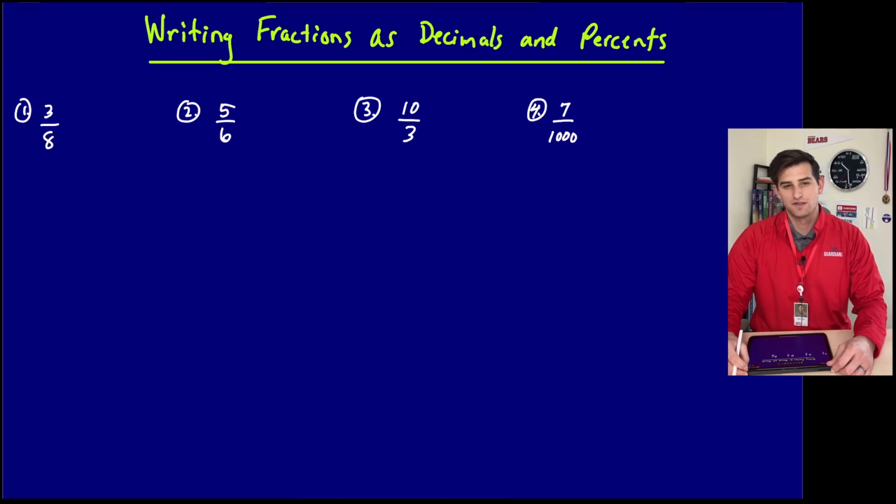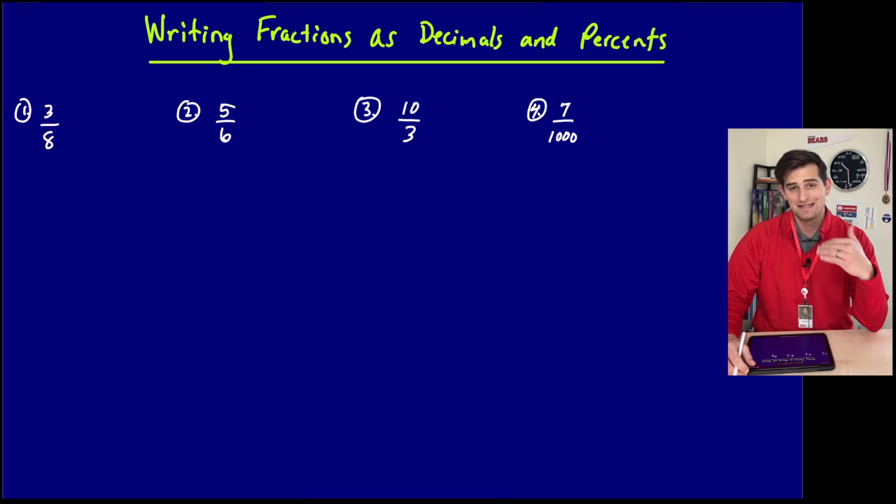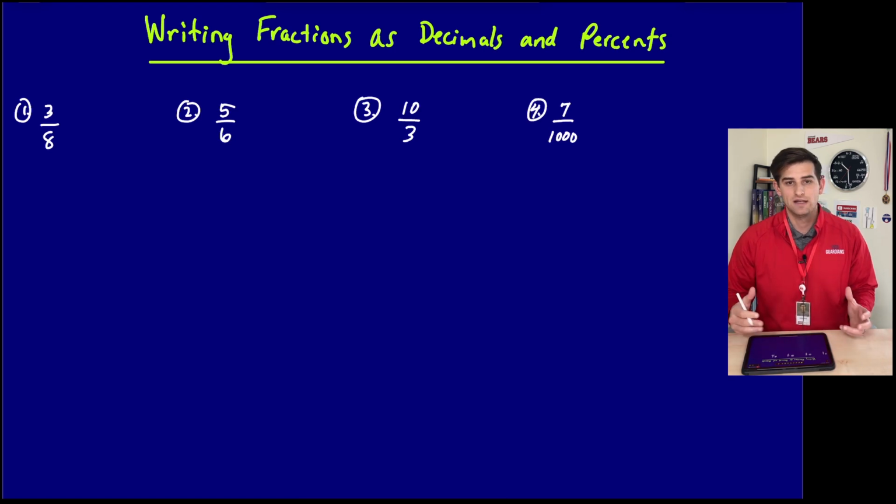Hello everyone, in this video we're going to talk about how we can take a fraction and write it as a decimal and a percent. So we'll jump right in. We're going to do this by using long division, and then when we get to number 4, I'll show us kind of an alternative way to think about how we could do 7 over 1,000.